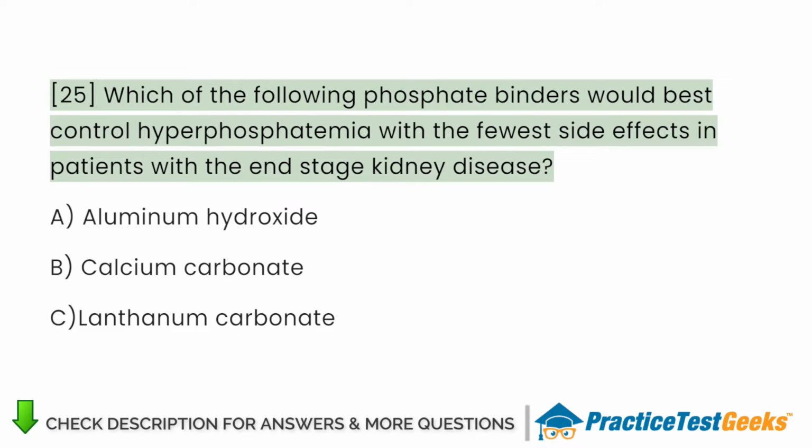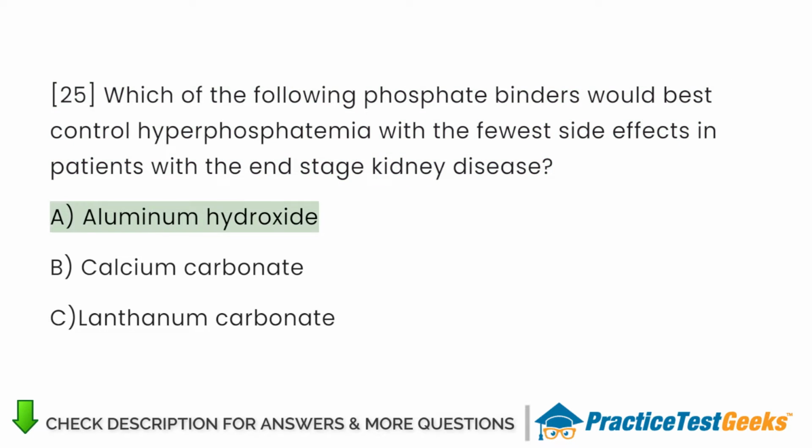Which of the following phosphate binders would best control hyperphosphatemia with the fewest side effects in patients with end-stage kidney disease? A. Aluminum hydroxide. B. Calcium carbonate. C. Lanthanum carbonate.